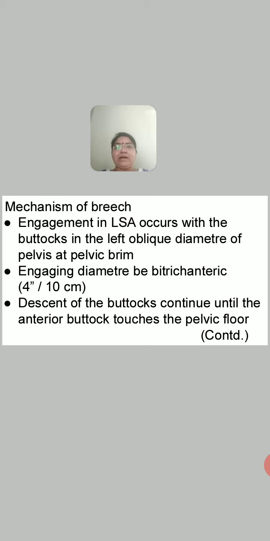Engagement in LSA occurs with the buttocks in the left oblique diameter of the pelvis, and the engagement occurs at the pelvic brim. The engaging diameter is bitrochanteric, that is, the anteroposterior engaging diameter is bitrochanteric. Its length is 4 inch or 10 centimeter. Descent of the buttock continues until the anterior buttock touches the pelvic floor. So from the pelvic brim, because of the descent, the buttocks reach the pelvic floor, and the descent continues till the anterior buttock touches the pelvic floor.